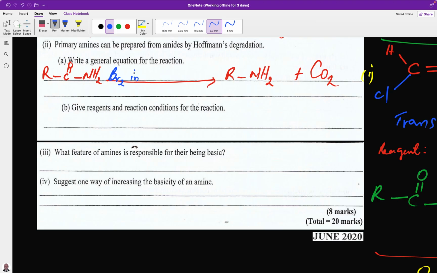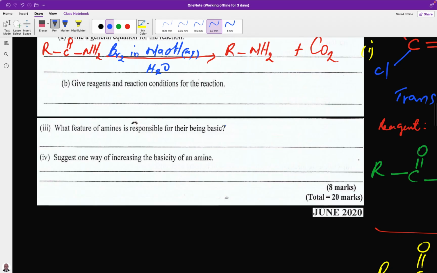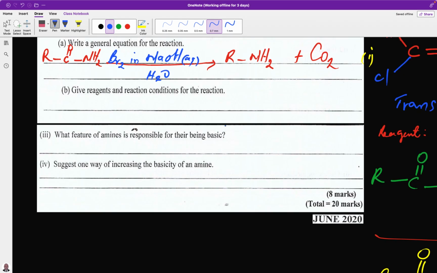And what you will put here will be bromine in aqueous sodium hydroxide. You can put water there. So this is the equation, the amide, to give you a primary amine. Okay. It asks us to give the reagent and reaction condition. We are already given that. I said the reagent is a strong aqueous sodium hydroxide and bromine. The condition, you heat it to about 70 degrees Celsius.